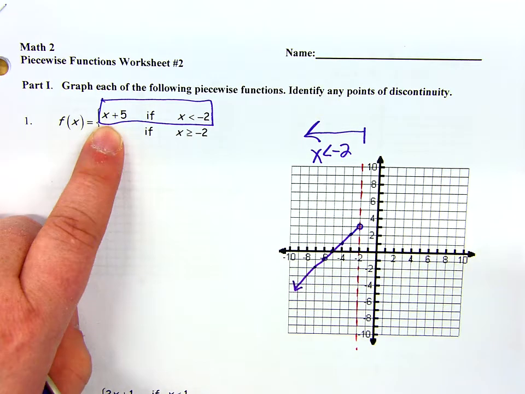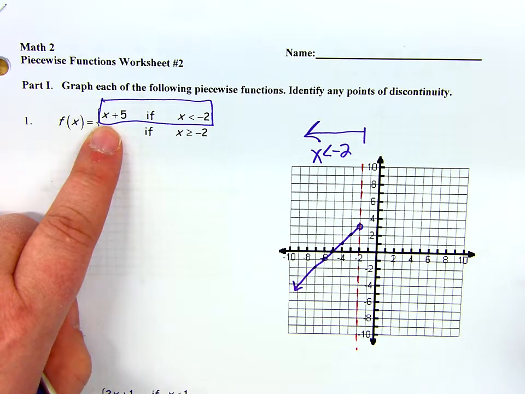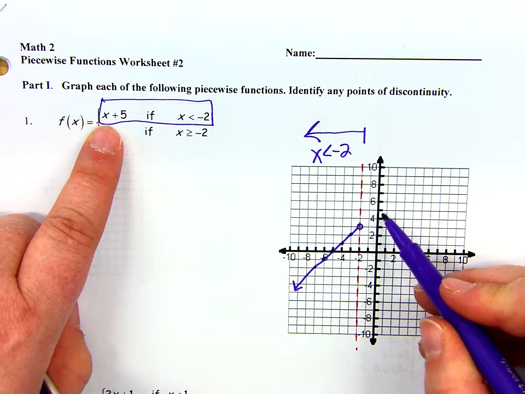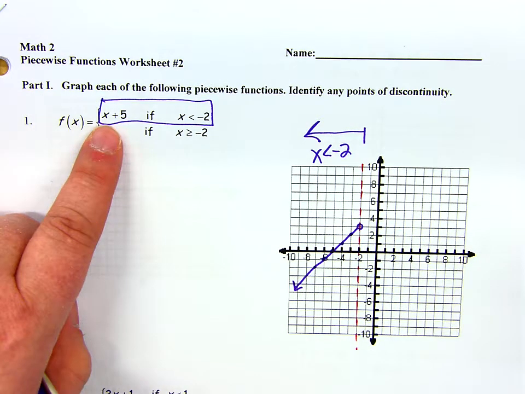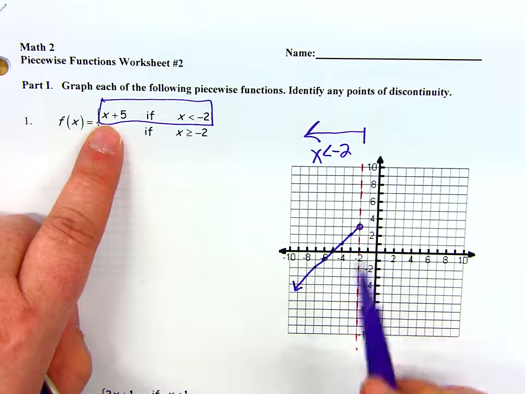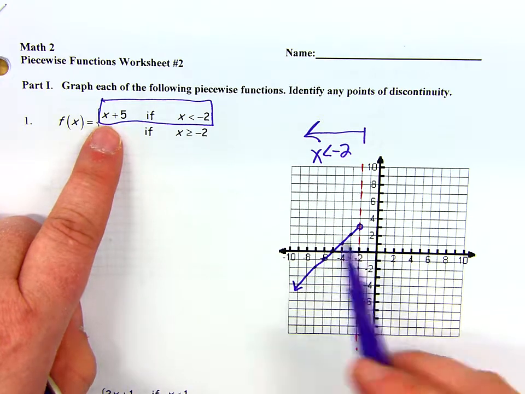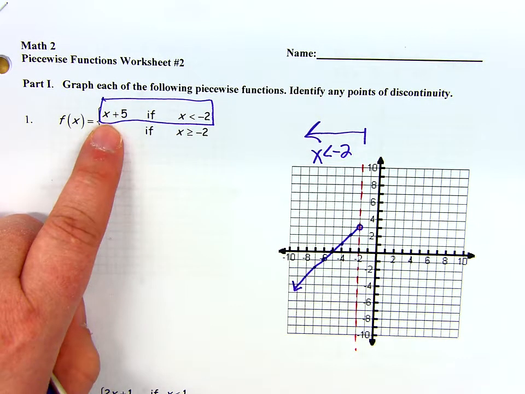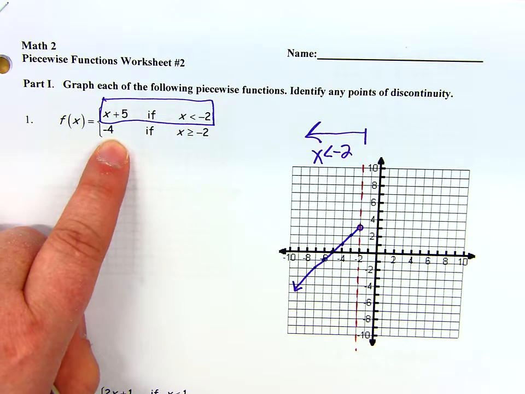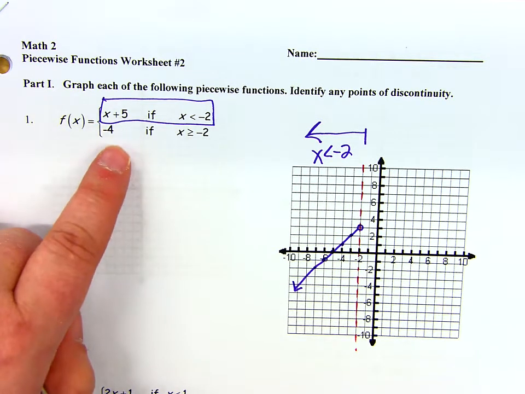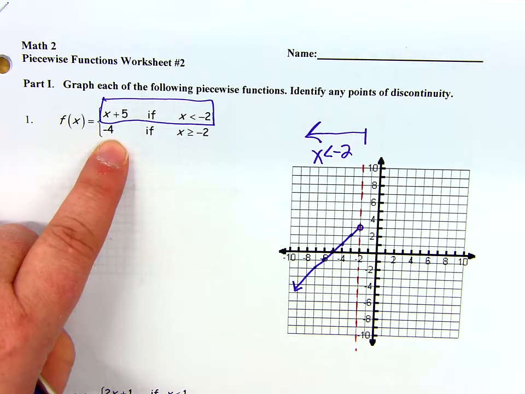This line would continue forever in this direction. If I had let it cross the y-axis, it would have crossed at 5, right? But I don't need it because once I hop over this red divided line, this top portion doesn't exist anymore. Now I'm right back here. So once I go past -2, I draw this line. Well, what does this line look like?